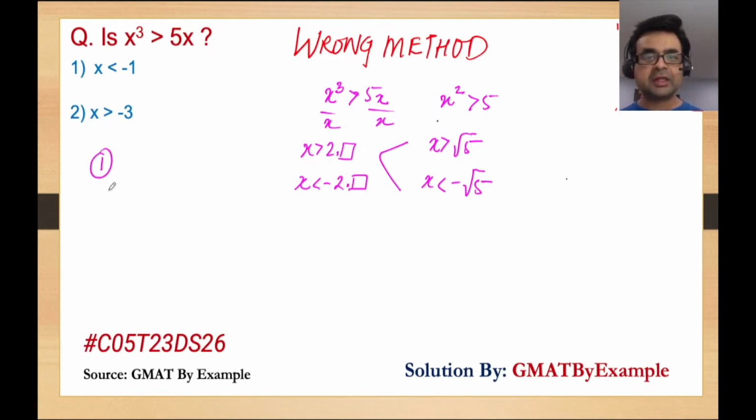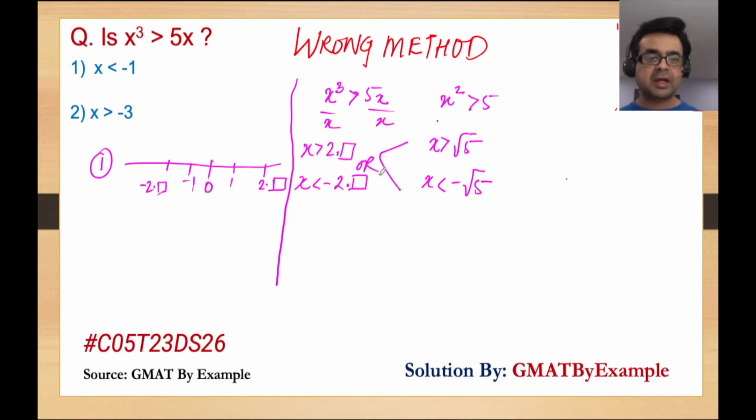So you would look at the answer choices. Statement 1: x is given to be less than minus 1. If I have the number line, I had simplified this inequality into x is greater than 2 point something or x is less than minus 2 point something. So it was an either or equation. Now I have another piece of information about x, which is that it is less than minus 1. So x is somewhere here.